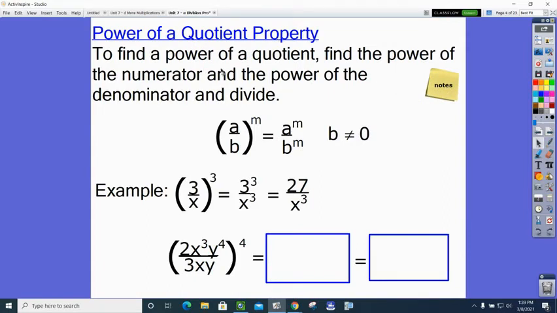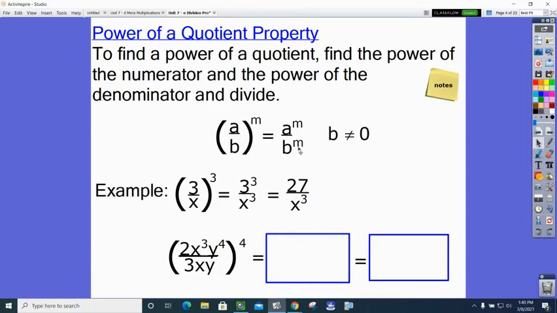Now, the second part of this was the idea that what if we have a quotient, a division, raised to a power? Again, remember that our denominator cannot be 0. You can't divide by 0. It's undefined in math. This is kind of the idea in my mind where you distribute, so the numerator gets the m exponent, and so does the denominator, the b. So you get a to the m over b to the m.